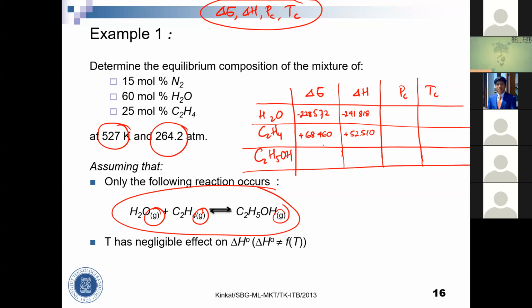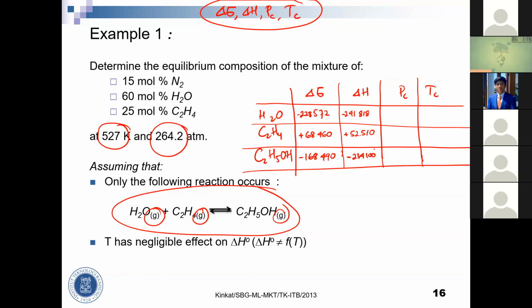I'm not sure, sir. Just mention what you get. For C2H6O in the gas phase, the Gibbs free energy is negative 168,490. And for the enthalpy, it's negative 235,100.